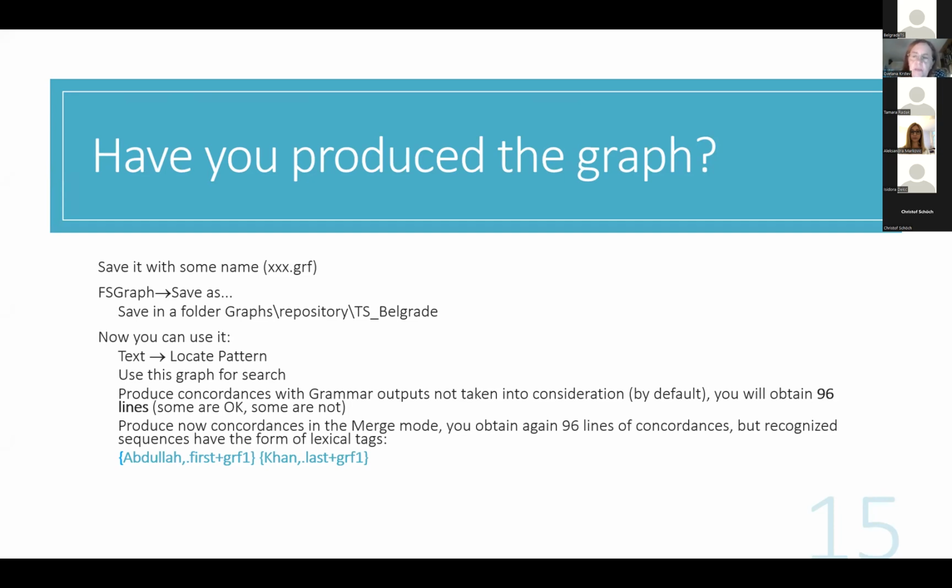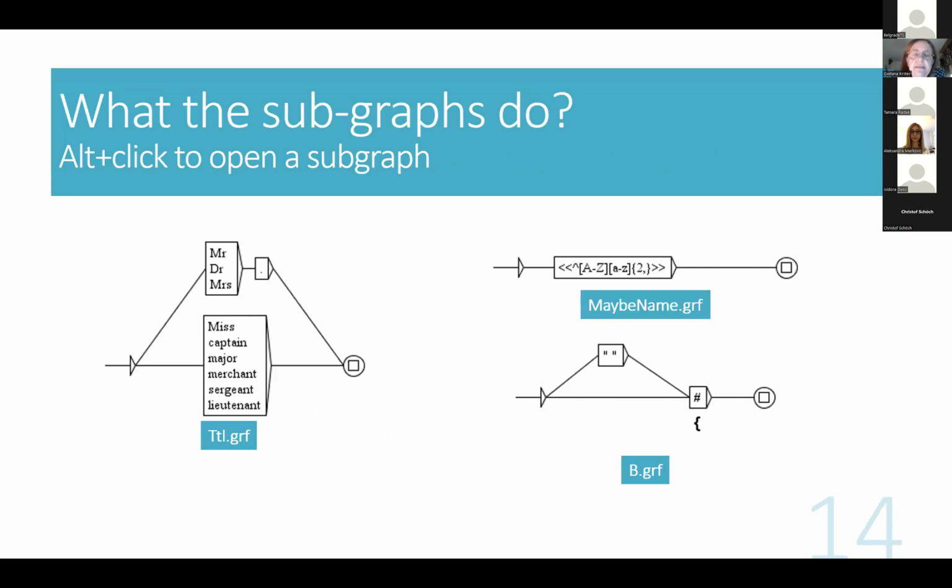And just tell me, have your boxes turned gray? Mine have. Okay. If they have turned gray, then you can see all the subgraphs. Now we want to see all the subgraphs. How do you see a subgraph? You just use Alt and click on the box where the subgraph is, and it will open. You can do that or not, whatever you want. You can just try to see how it works.